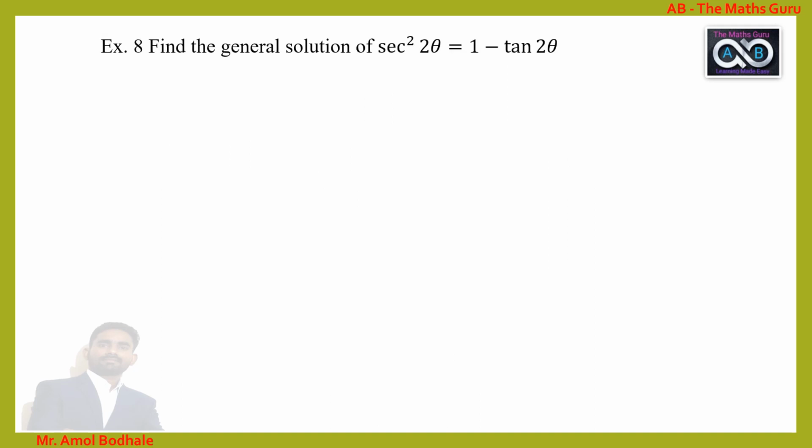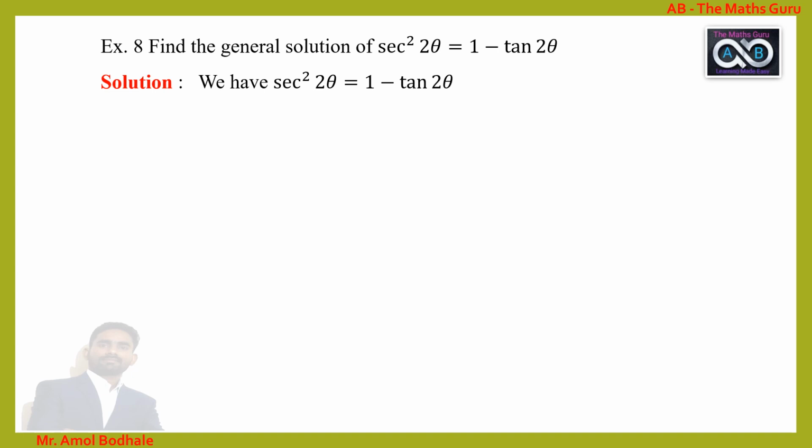Let's see the next example. Find the general solution of sec square 2 theta equal to 1 minus tan 2 theta. So here we are given sec square 2 theta equal to 1 minus tan 2 theta. It is like a quadratic equation. The RHS is in terms of tan, but the LHS is in terms of sec. So using a fundamental identity, we can convert this sec in terms of tan.